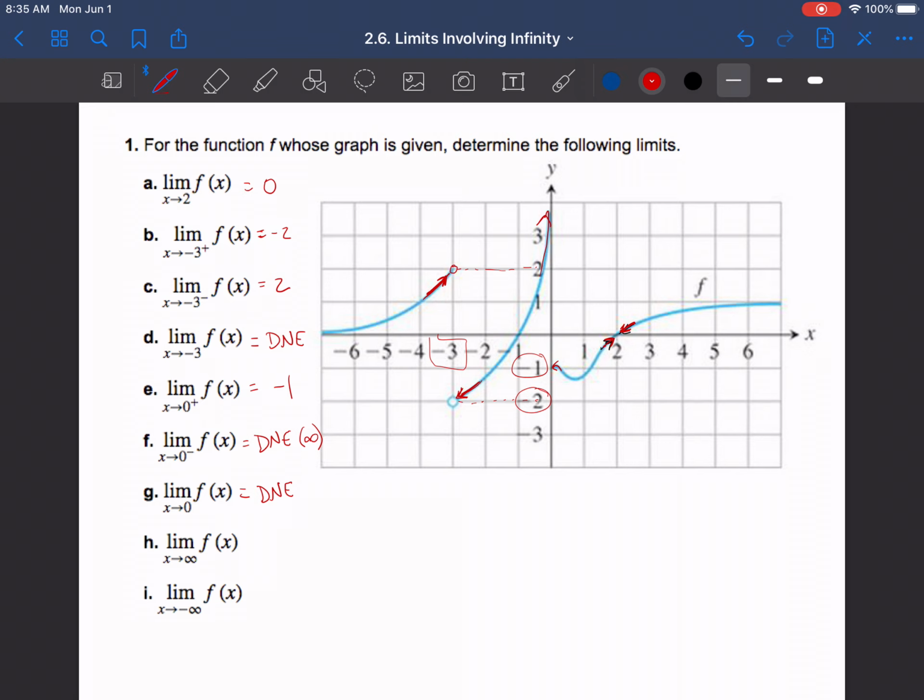Now let's look at the limit as x goes to infinity. That means we're coming out this way. And as we do this, we're approaching that value 1 right there. So it'll be 1. And as x goes to negative infinity, we're swooping down this way, and we're going to 0. We're getting toward that x-axis, so y will equal 0. Okay? So go through those, make sure you think your way through them, and understand them.